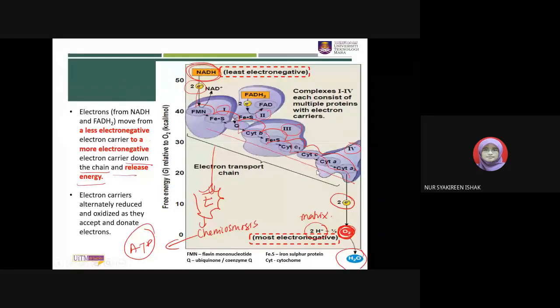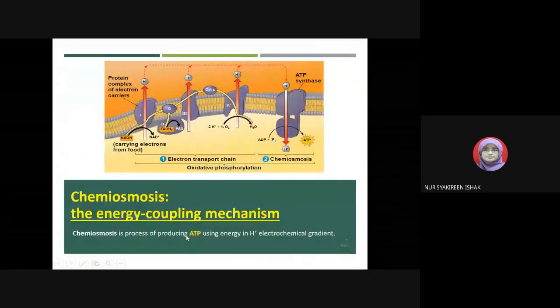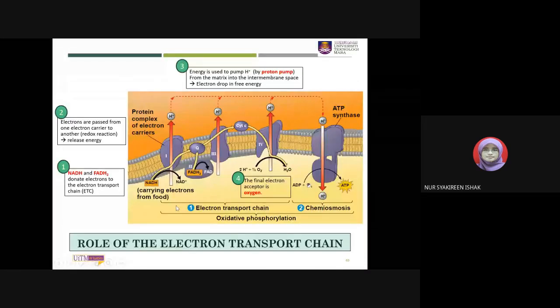Okay, so dia melibatkan proses oxidation and reduction reaction. Receive and then donate. Receive and then donate. So ini pun dah mention kan. So point 1, NADH and also FADH2 donate electrons to the electron transport chain. Okay, second, electrons are passed from one electron carrier to another electron carrier. So it involves redox reaction, receive and then donate, oxidize, reduce, and the process releases energy. Energy comes from the electron movement, okay, the electron transfer.